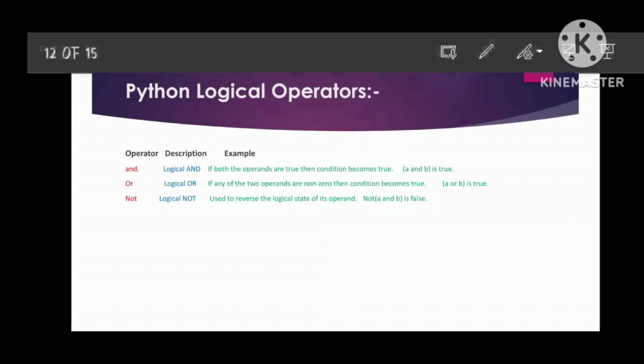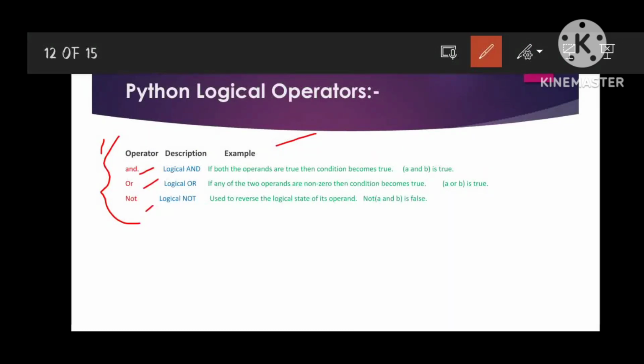Python logical operators. First of all, the Python logical operators are 3. Those are AND, OR, NOT. Those are logical AND, logical OR, logical NOT. For logical AND, if both operands are true, then the condition becomes true. If any one of the two operands is non-zero, then the condition becomes true for the OR operation. Logical NOT is used to reverse the logical state of its operand. And this is the description of logical operators.